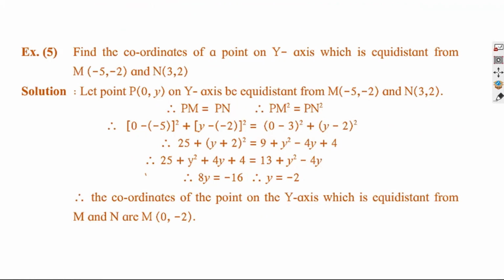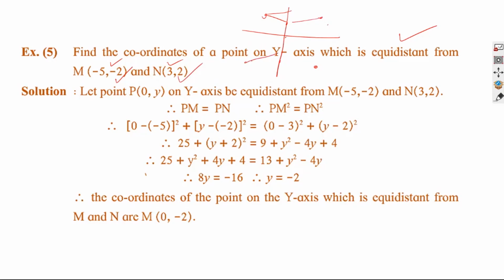Find the coordinates of a point on the y-axis which is equidistant from the points -5, -2 and the other point 3, 2. What is the distance formula here? Here it is given: find the coordinates of a point on the y-axis. There is a point somewhere on the y-axis, we do not know where, which is equidistant from these 2 points. It could be in any quadrant, we do not know, but the distance to it from one point in the negative quadrant section and the other in the positive is the same. I don't know where it is, but that is not important here.